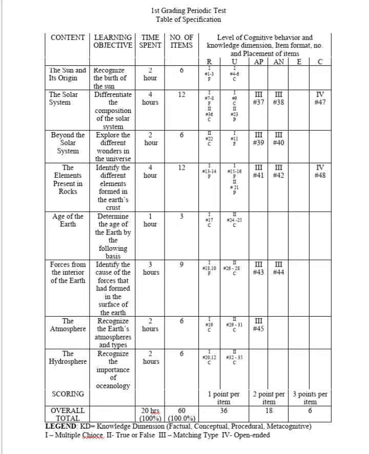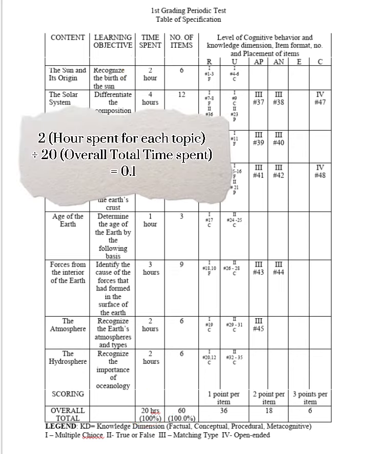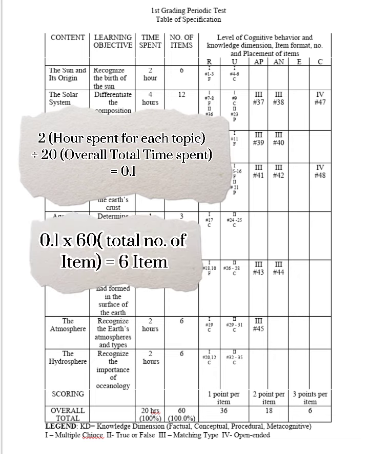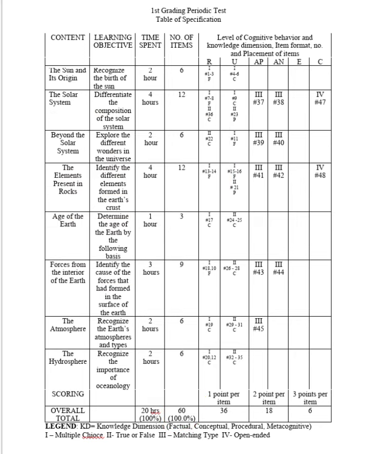So we simply divide 2, which is our time spent for this topic, by the total time spent, which is 20 hours. So the answer is 0.1. And then multiply this by 60, which is our total number of items. So the answer is 6. Do the same step for the rest of the topics.